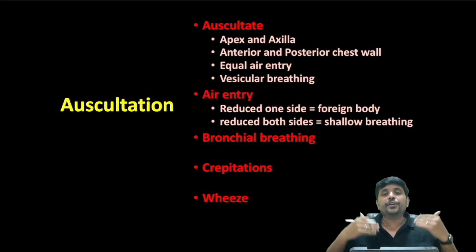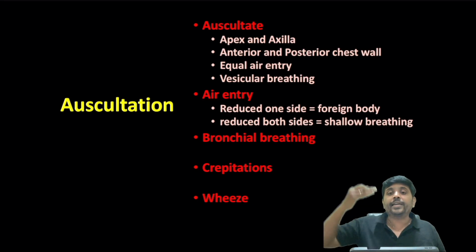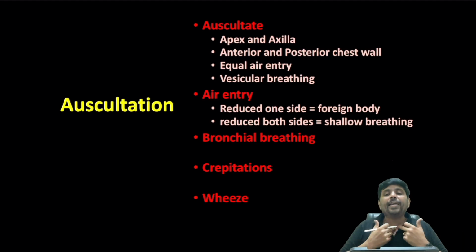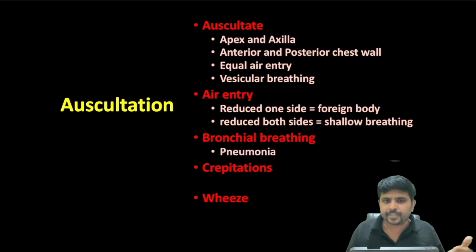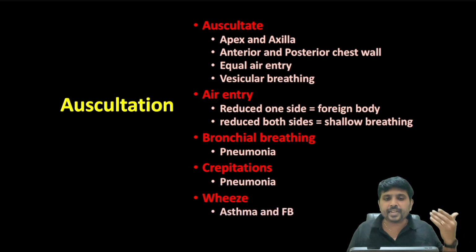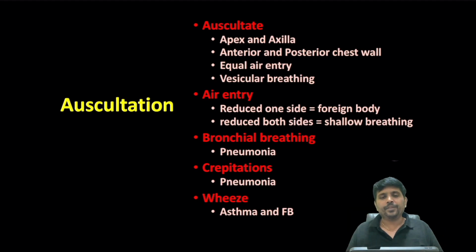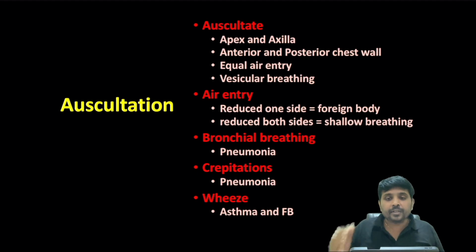Whenever air entry is reduced on both sides, it can be a pre-terminal event such as bradypnea, or rarely due to a central foreign body. Bronchial breathing indicates pneumonia, crepitations indicate pneumonia, whereas wheeze indicates expiratory airway obstruction. In that wheeze, see whether it is responding to salbutamol or not. If it is responding to salbutamol, it is asthma. If it is not responding to salbutamol, it can be a foreign body.